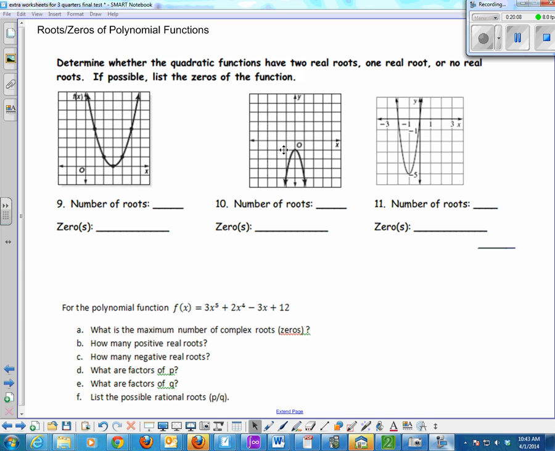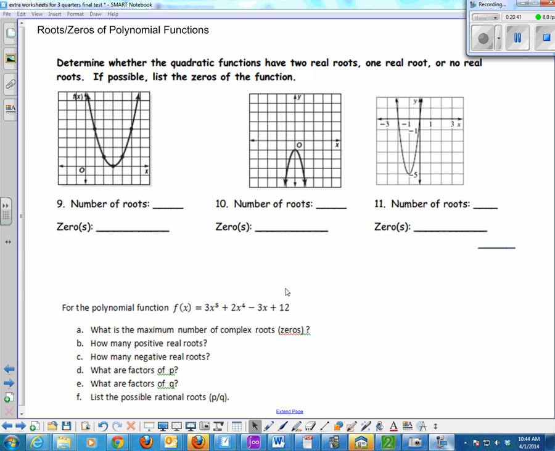This one, notice that the axis is up here, so the parabola opens down below the axis. It has no x-intercepts. So 2 roots and no zeros. Zeros would be actually imaginary. And then here we've got 2 real roots, and then also 2 zeros as well.